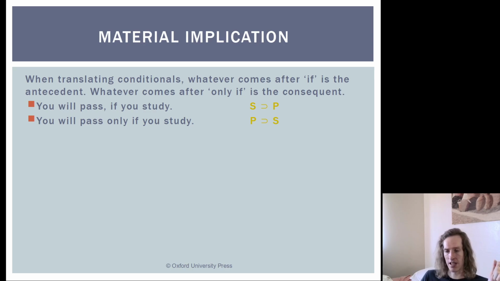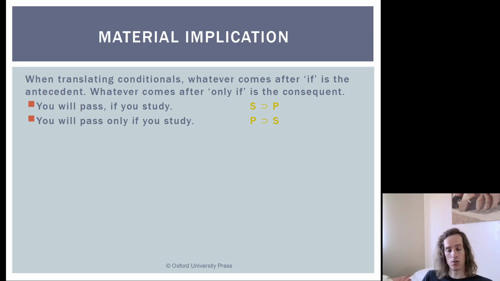So in the first sentence, you will pass if you study. This guarantees that if you study, then you will pass, but it doesn't specify that studying is the only possible way to pass. It guarantees that you'll pass, but you might pass otherwise. The second sentence is saying you will pass only if you study. In this situation, it is impossible for you to pass in any other situations.